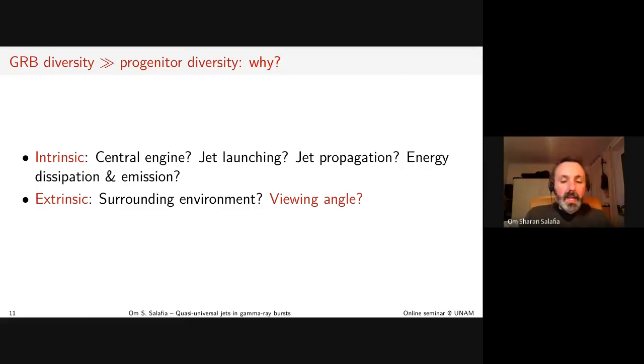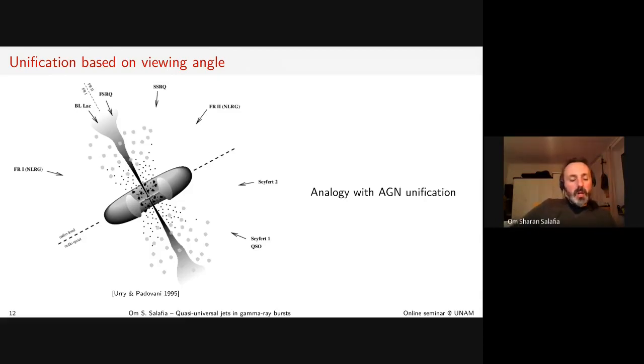But last but not least, and this is what I will focus on in this talk, is the possibility that there is one leading parameter which drives most of the diversity of GRBs, which is the viewing angle. This is similar to the unification of AGNs first proposed by Urry and Padovani in the 90s. We know that a large part of the diversity of the appearance of active galactic nuclei is due to the angle under which we observe the source.